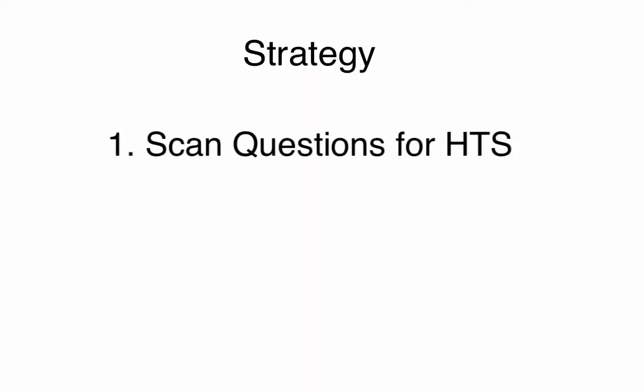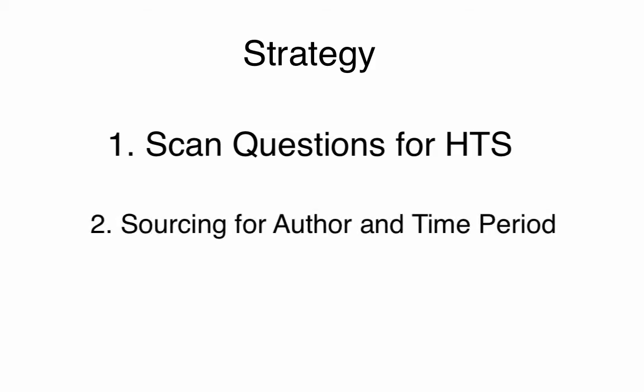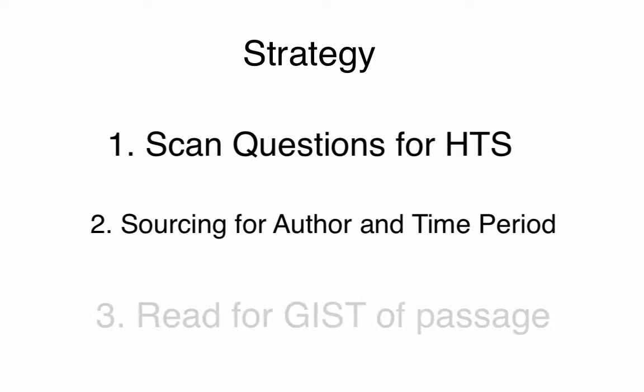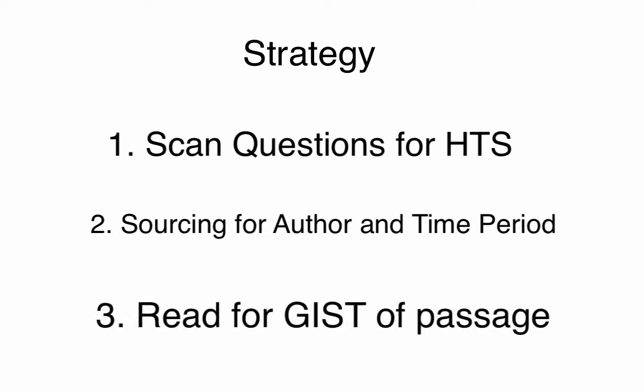When you read over a passage, use the same skills you would use for the multiple choice stimulus sections. First, scan the prompts for the historical thinking skills. Second, look at the source to determine the background to the author and the time period. Third, read the passage for the gist or the overall idea of the reading. Now, go to the prompts and questions.